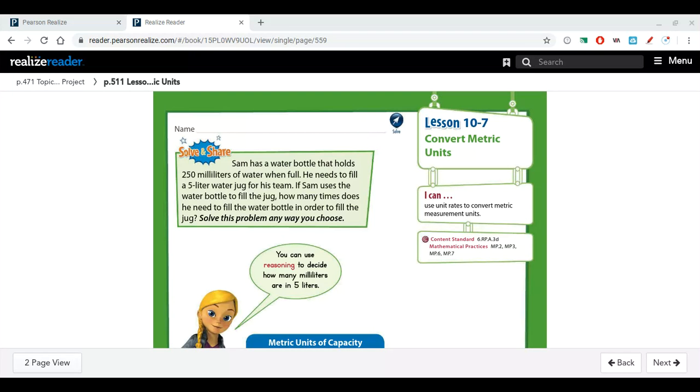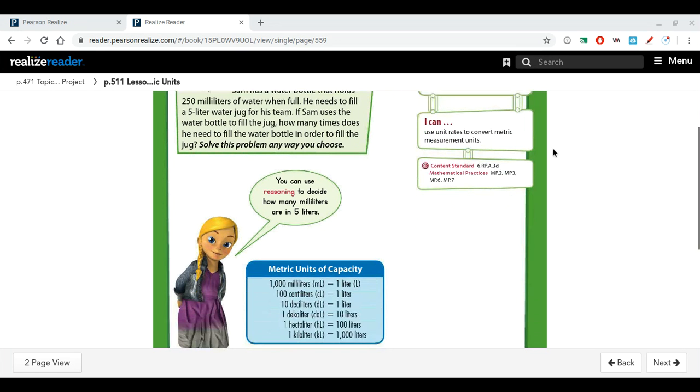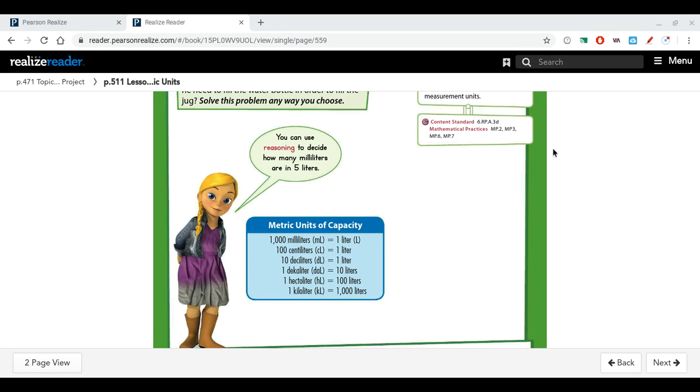Today's lesson is going to focus on converting metric units. You can convert metric measurements of units by using unit rate. This lesson is going to be very similar to what we did yesterday with our US customary. Instead of using US customary, we're using metric. What's nice about the metric system, if you recall, is the metric system is all powers of 10 based. So it's really about just manipulating the decimal, how many places I move the decimal.